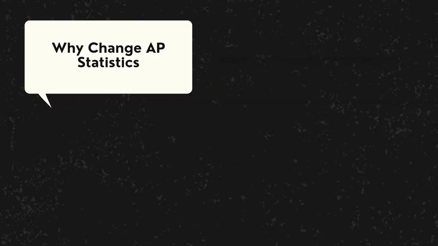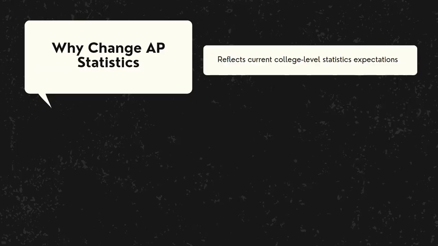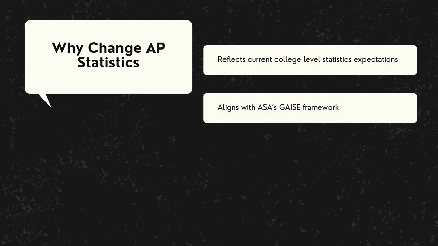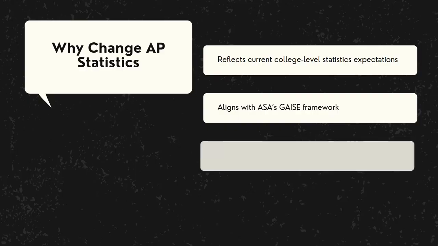These changes aren't random. The College Board is updating AP Stats to match the expectations of modern college-level statistics courses. That means a stronger focus on real statistical thinking, not just calculations. These updates follow the GAISE guidelines from the American Statistical Association and aim to open the course to more students by removing the second-year algebra prerequisite.